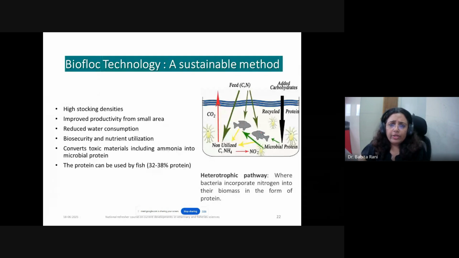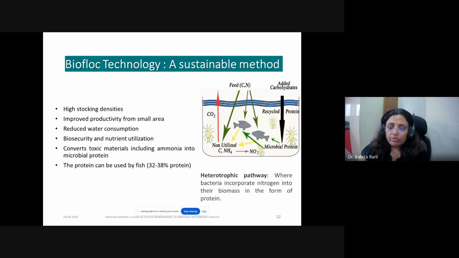This particular technology provides high density production. We can stock fish in high density. Normally, in the pond system we can stock 2 to 3 numbers per cubic meter. Here, we will stock 60 to 100 numbers per cubic meter of any fish. Small fishes will go for 100, 150 numbers also. Big fishes, medium-sized tilapia-like fishes, will go for 60 to 80 numbers per cubic meter. Even fungi, 60 to 80 numbers per cubic meter. So we improve productivity from a small area.